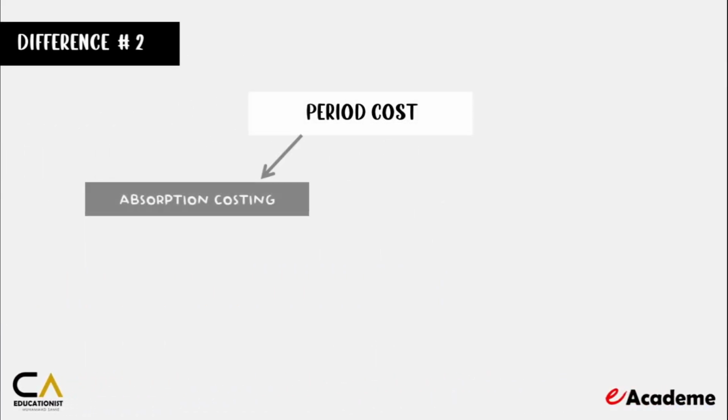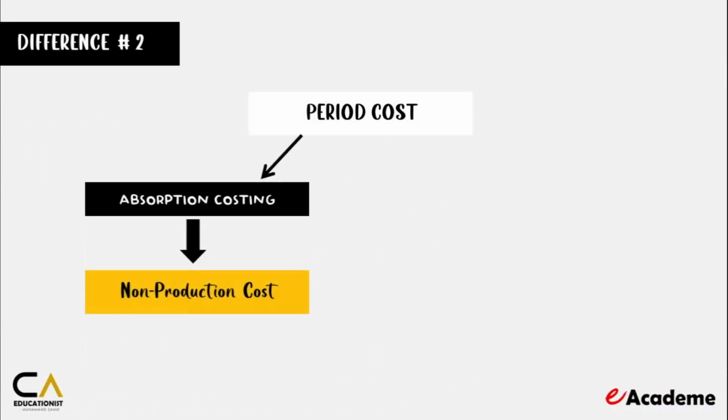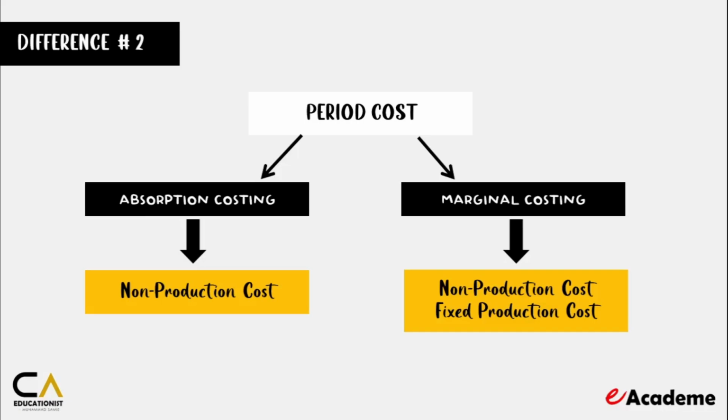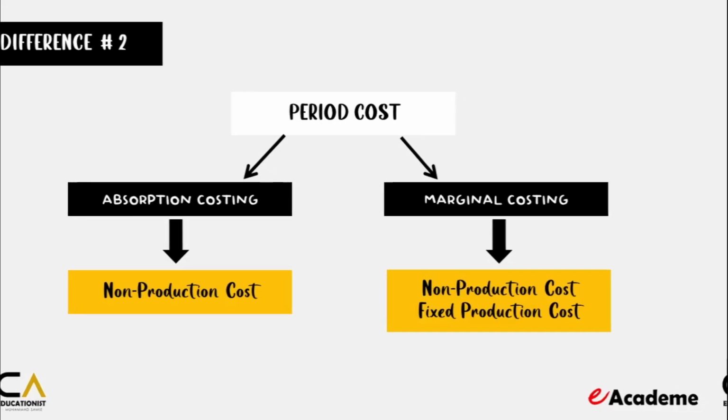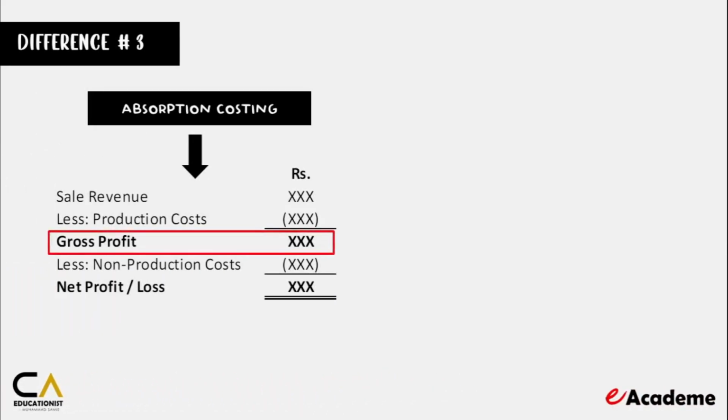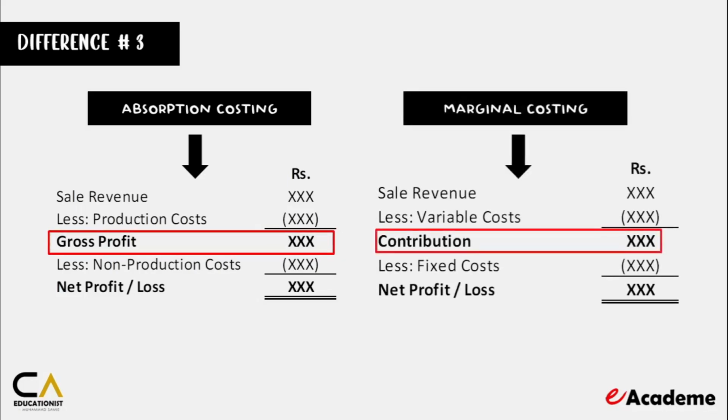The second difference is that absorption costing treats only non-production costs as period costs, whereas marginal costing treats both non-production costs and fixed production costs as period costs. The third difference is that absorption costing calculates gross profit before the computation of net profit or loss. On the other hand, marginal costing calculates contribution before the computation of net profit or loss.